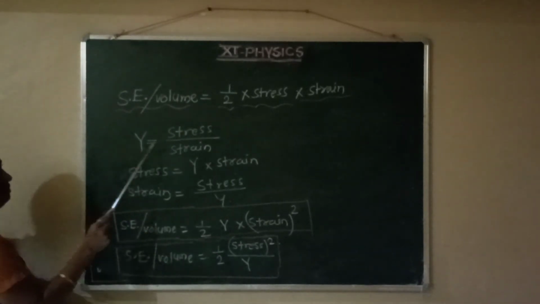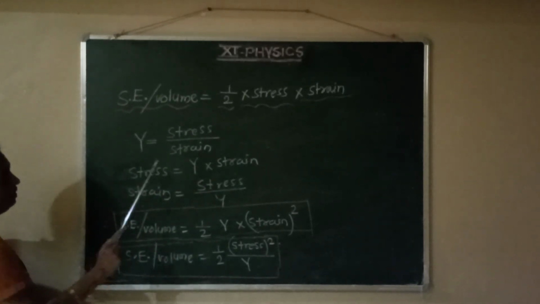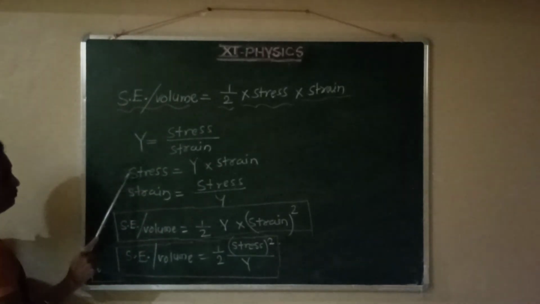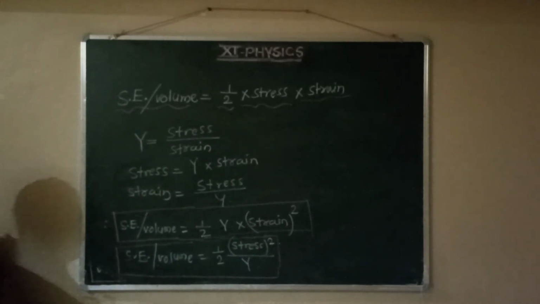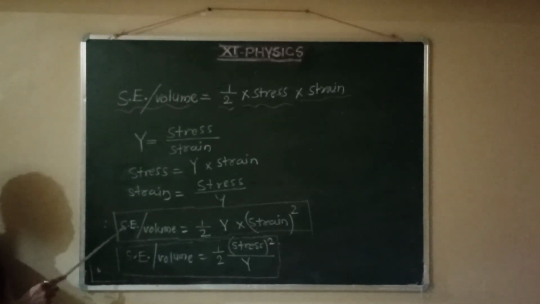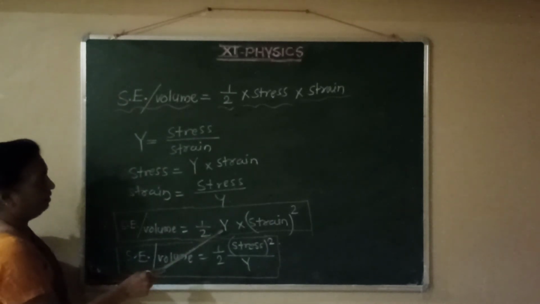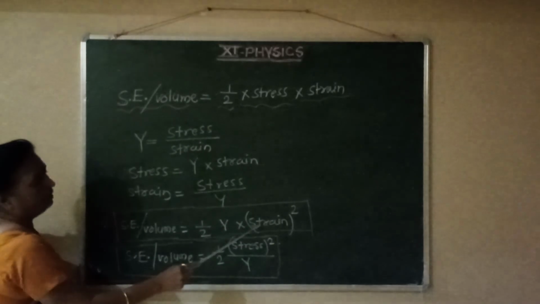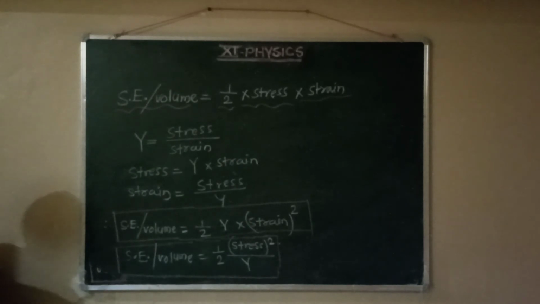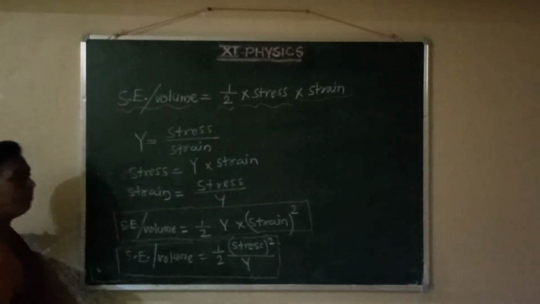So from this equation, stress you can write as Y into strain, and strain we can write as stress divided by Y. Substitute the value of stress and strain in this equation. Two more equations we also write for the strain energy per unit volume, which are these. First one: strain energy per unit volume is equal to half Y, substituting the value of stress here, Y into strain square. Strain energy per unit volume is also equal to half stress square divided by Y.